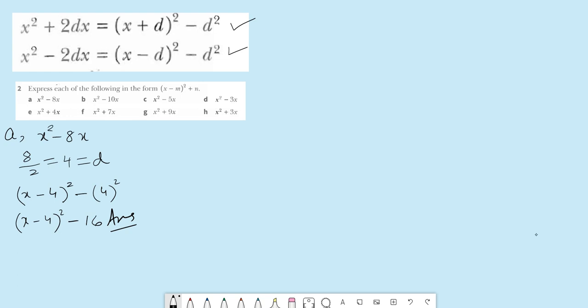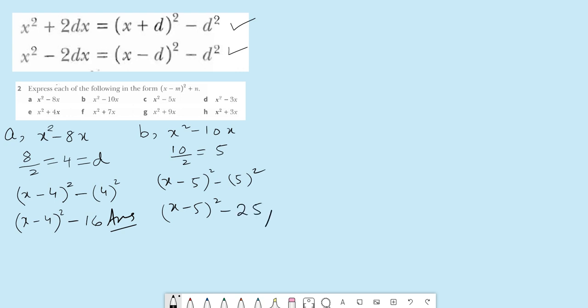Okay, now come to part B. This is a very easy question with the help of these two formulae. X square minus 10x. What is the coefficient of x? 10. First we have to divide by 2. 10 divided by 2 is 5. Now the answer is x minus 5 whole square minus 5 square. I am using the second result. X minus 5 whole square minus 5 square is 25. This is the answer of part B. Come to part C.